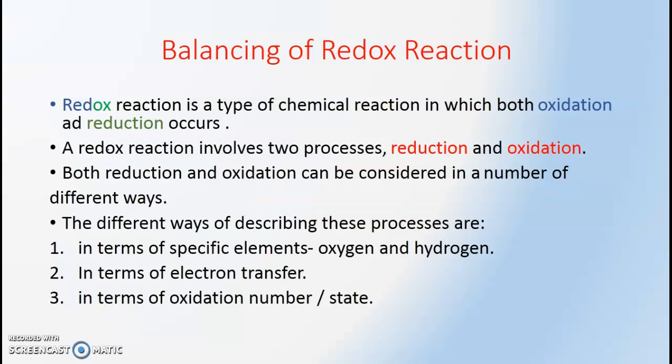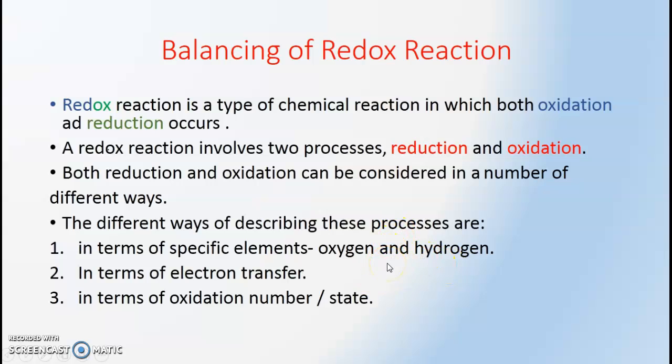Now, for you to be able to master balancing of redox equations, there are some things that you must first know. Number one, you must know which part of the reaction is undergoing oxidation and which part of the reaction is undergoing reduction. And talking about oxidation and reduction, we have three different ways that we can determine this. The first one is in terms of oxygen and hydrogen.